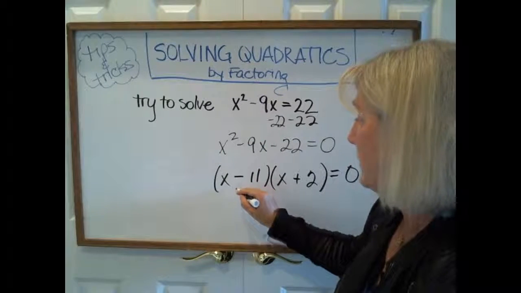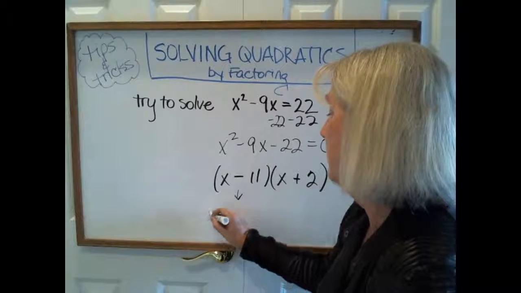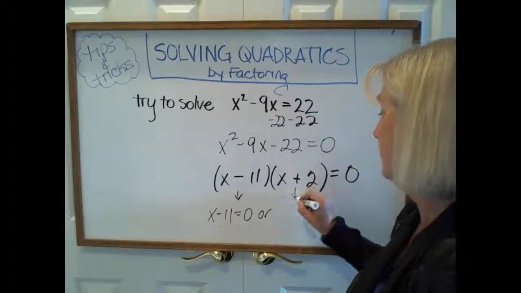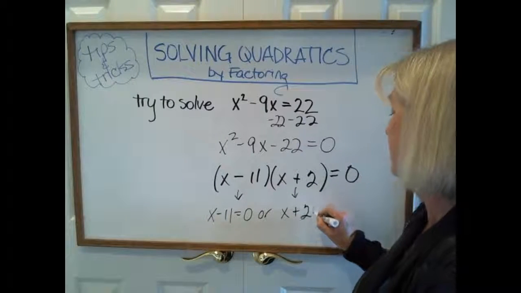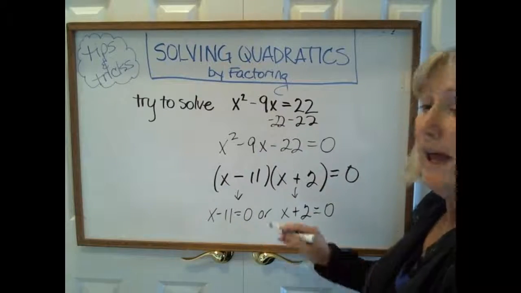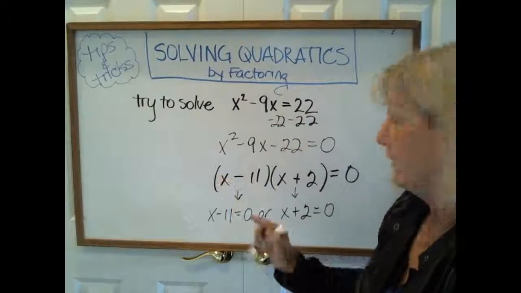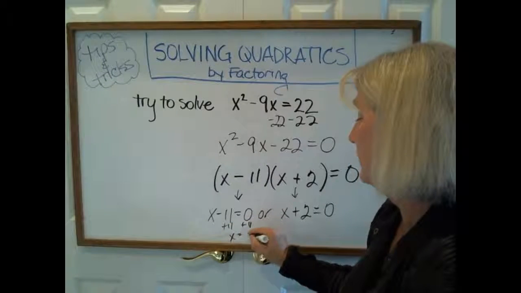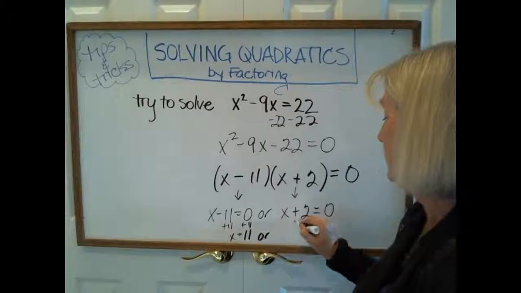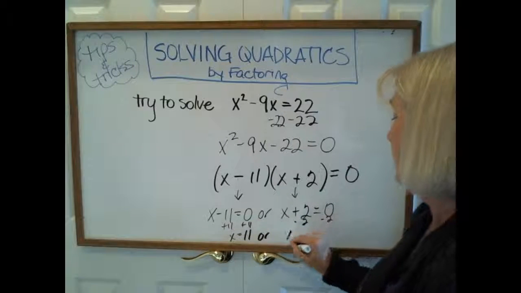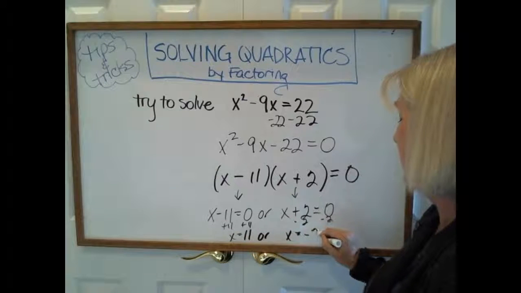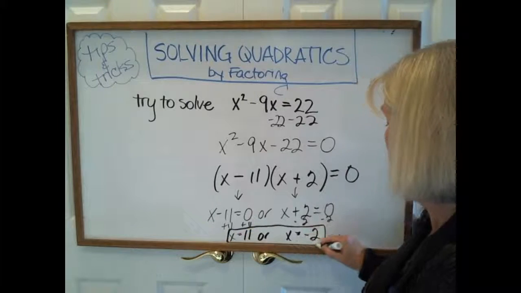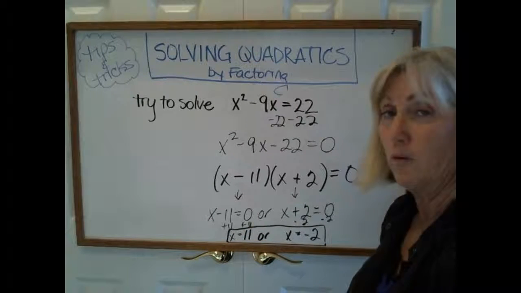Okay, so do you remember when I said a times b equals 0? So either this has to equal 0, so x minus 11 equals 0, or this equals 0, x plus 2 equals 0. And so we're going to get two answers for this. We add 11 to both sides, so we get x equals 11, or we can subtract 2 from both sides, x equals -2. So those are our two answers that we get from solving a quadratic.